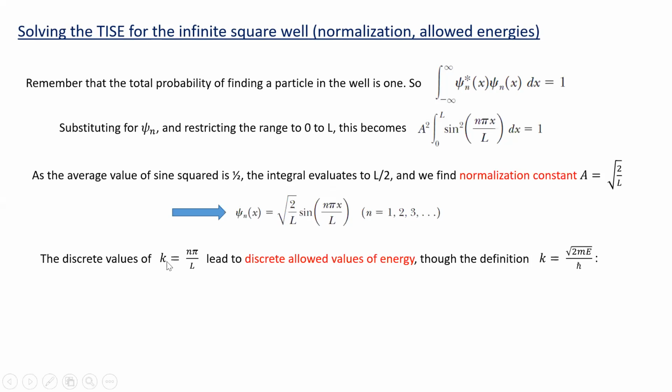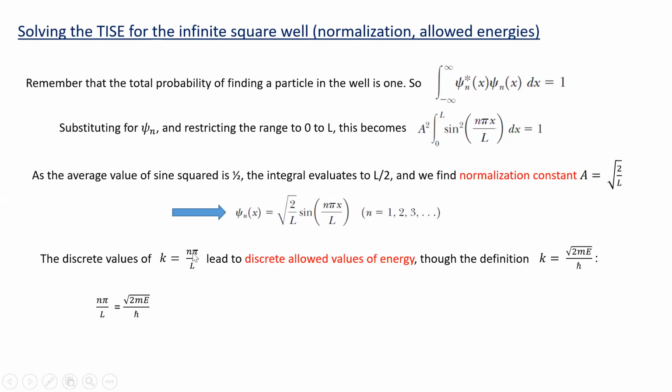So the discrete values of k, which are nπ/L for n = 1, 2, 3, and so forth, lead to discrete allowed values of energy, because our definition of k involves the energy. So if k can only take on certain allowed values, then E can only take on certain allowed values. So how does that work out?